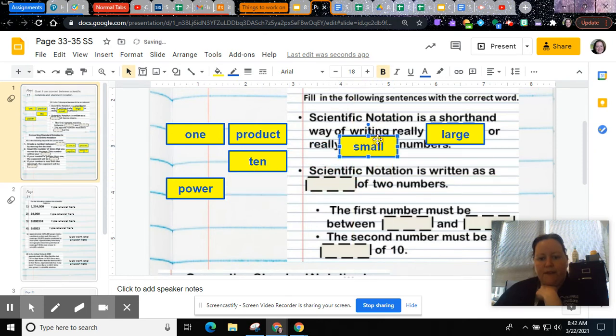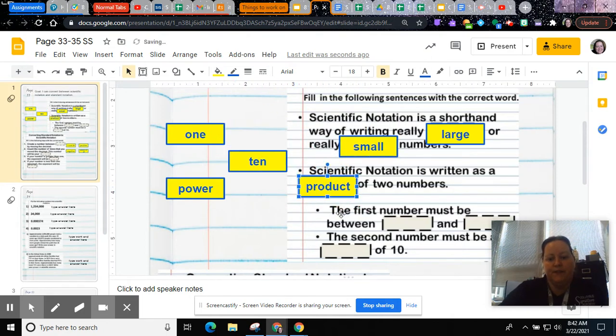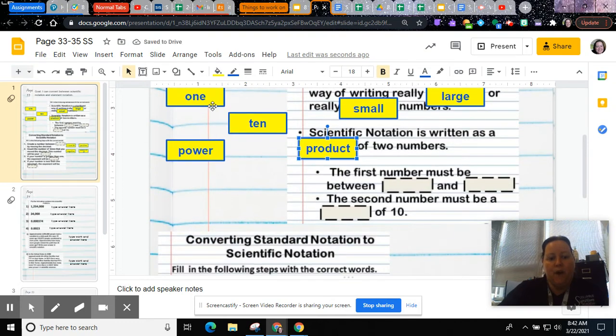So when you have big numbers like the sun is 93 million miles away, or the size of an atom, which is itty bitty tiny, when you have those things, scientific notation is perfect. Scientific notation is written as a product of two numbers. The first number must be between 1 and 10.